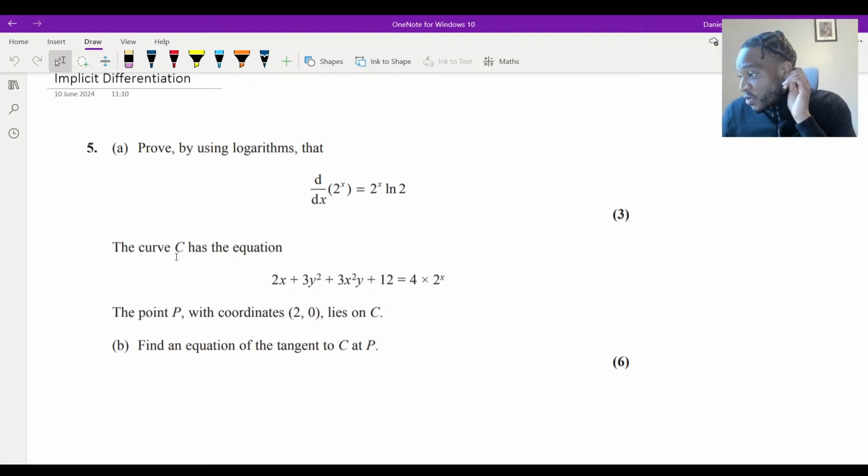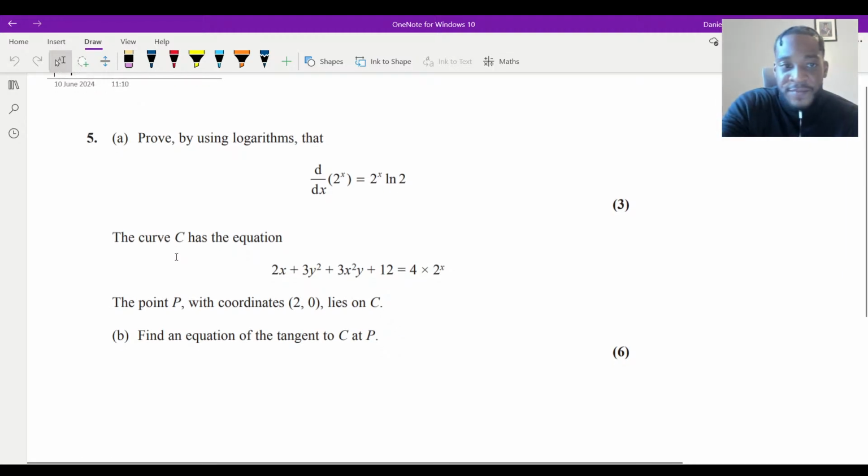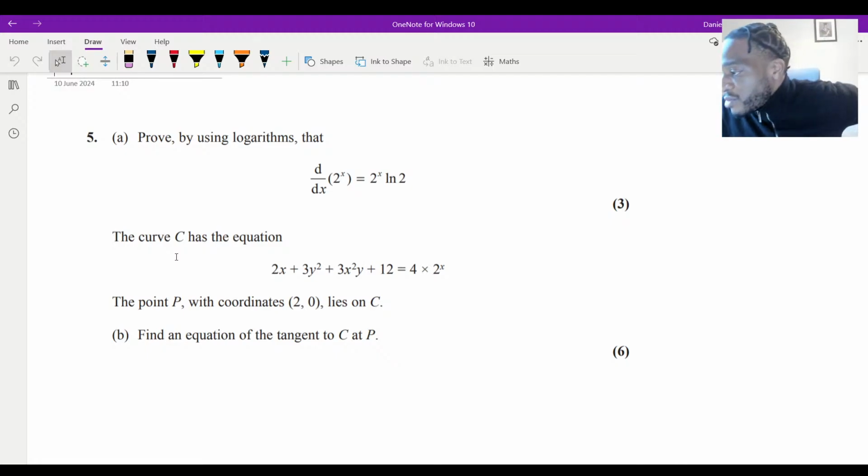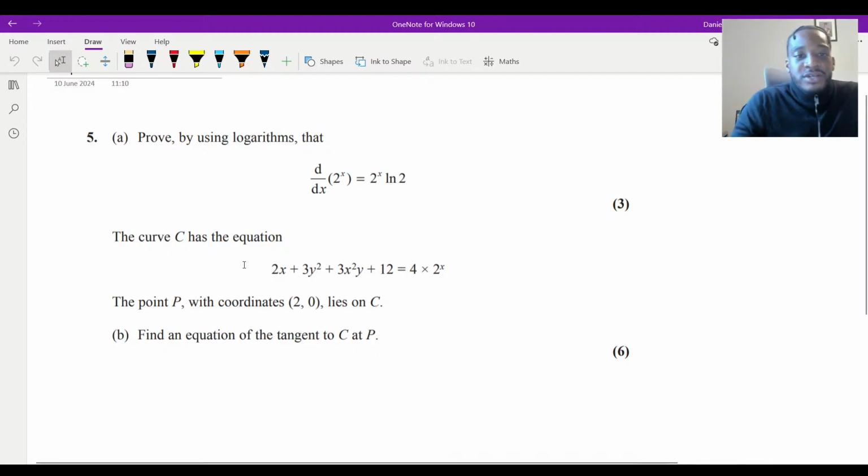All right, cool. What I'll do is I'll do it, and then after you guys can just ask me some questions and topics, and maybe I could just explain some things to you guys. Yeah? All right. Prove by using logarithms that d dx, the derivative of 2 to the x, is equal to 2 to the x ln 2.